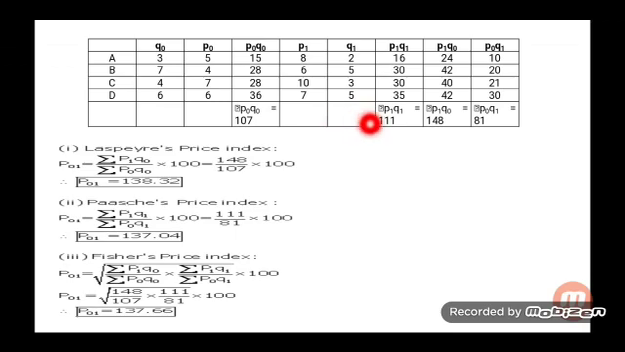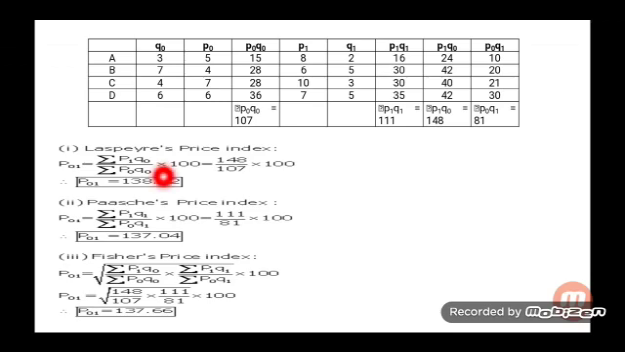6 into 5 is 30. Now we will total all these 4 columns. P0 Q0 का total करेंगे, it is 107. P1 Q1 का total करेंगे बेटा, it is 111. P1 Q0 का आप total कर रहे हो, it is 148. P0 Q1 का total कर रहे हो, it is 81. Now we will write the formulas and put their values over there.